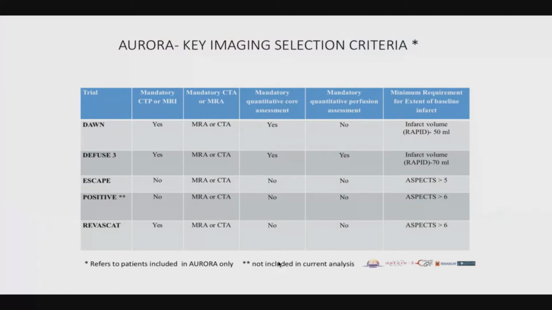If you look at the imaging selection criteria that was used by the different trials, you can see that DAWN and DEFUSE had the more strict criteria, of course, because they were looking at patients beyond the 6-hour window. But again, those are the slow progressors, the patients that have collateral flow. So you can do that. But when you look at the other trials that looked at patients within the 6-hour window, they pretty much relied on the ASPECTS score. CT perfusion, yes, they did it sometimes, but it wasn't the main selection criteria.